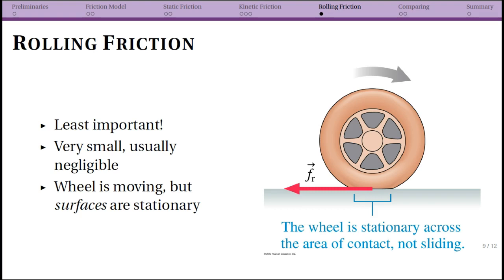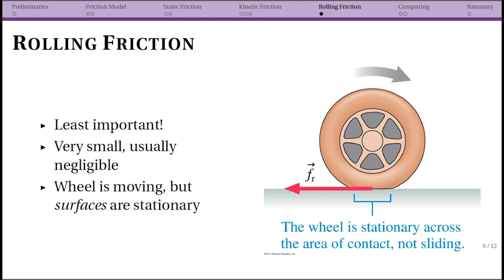Lastly, I want to talk about rolling friction. This is the least important type of friction. And the reason that I keep stressing that is that in the past, when students have read through the sections of the book about friction and I ask them what questions they have, they all ask about rolling friction. So I'm stressing that this is the least important because if at the end of the video you feel like you understand everything except rolling friction, you're actually doing okay.